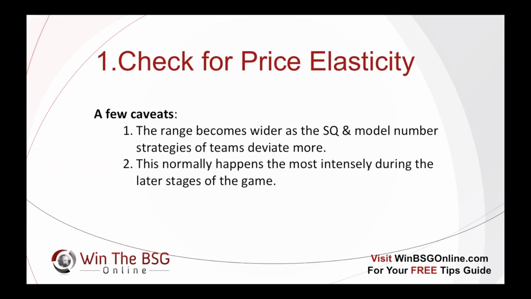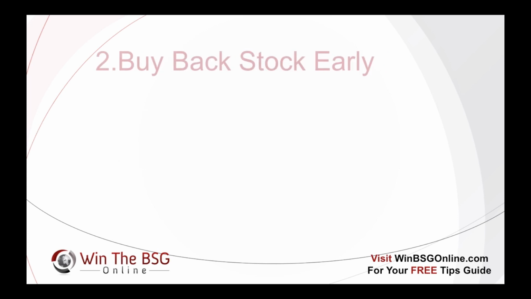Now there are a few caveats to this, and the caveats are the ranges become wider as teams' SQ and mall number strategies start to deviate more. And this normally happens the most intensely during the later stages of the game. So if you try this and you're in years 1, 2, or 3, and you're not really seeing any change, keep on doing it. I guarantee it'll start working in the later years, whether it's 16, 17, 18, or 19.